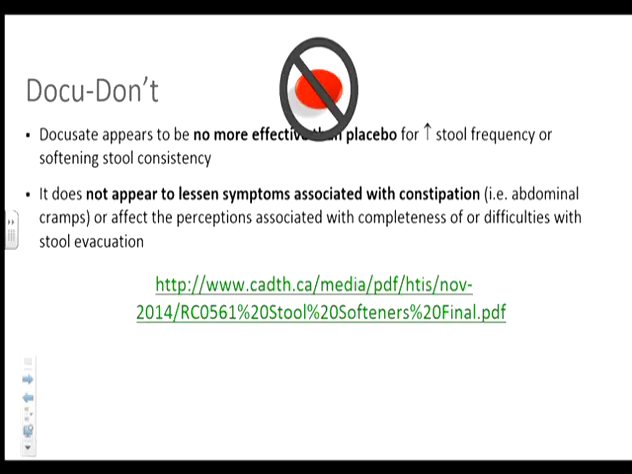And if you're looking for more detail, more evidence, because you're trying to maybe convince a colleague or start an initiative in your particular work setting, the cadth.ca website has all the information you need to show others that maybe Docusate or Colace isn't all that it's cracked up to be.